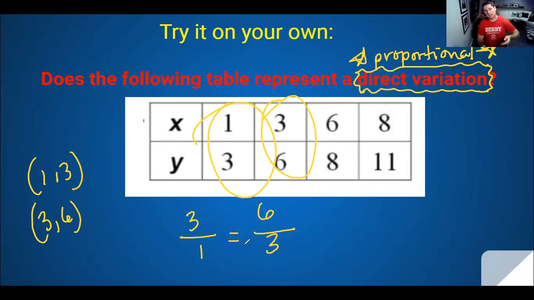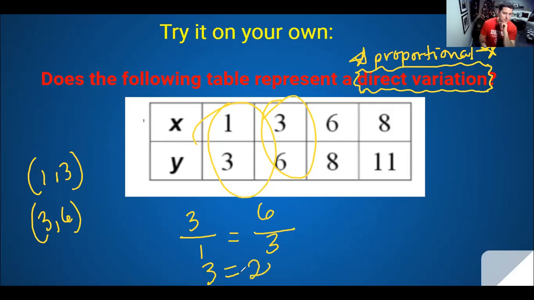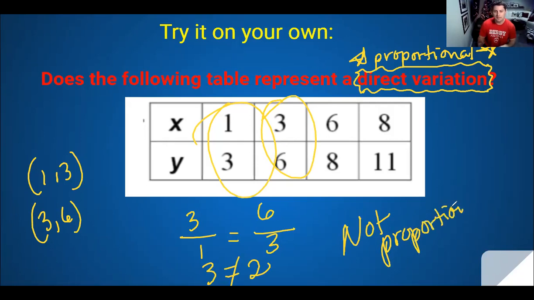Well, let me ask you this, Alex. What is 3 over 1 simplified to? 3. Yeah, how about 6 over 3? What is that simplified to? 2. Yeah, those are not equal. So therefore, this is not proportional. And it's as simple as that. Nice job. Thanks for volunteering.